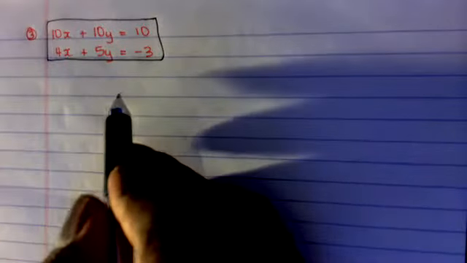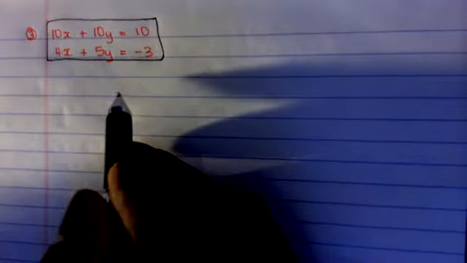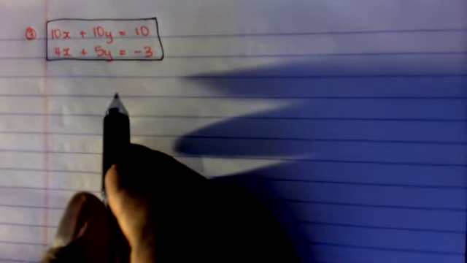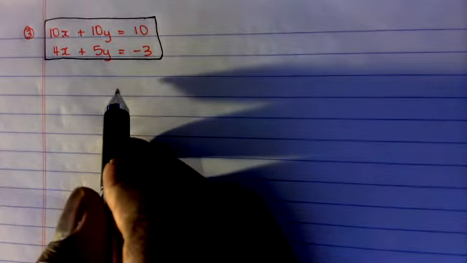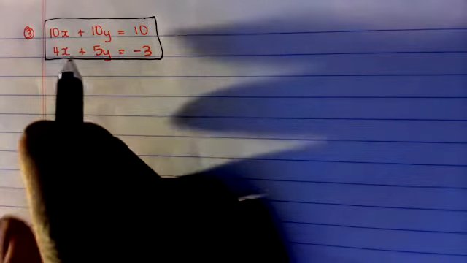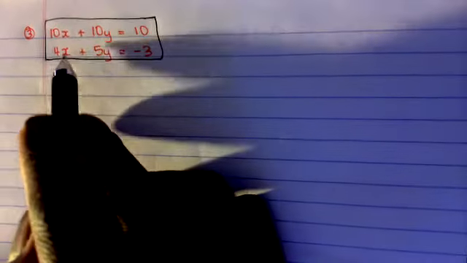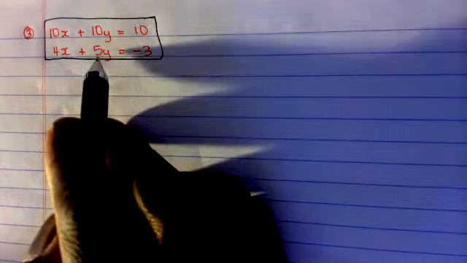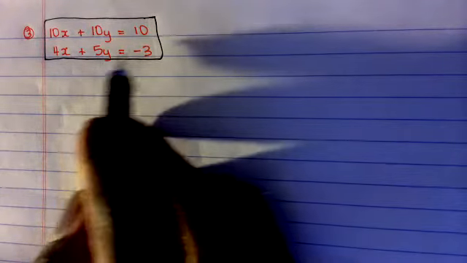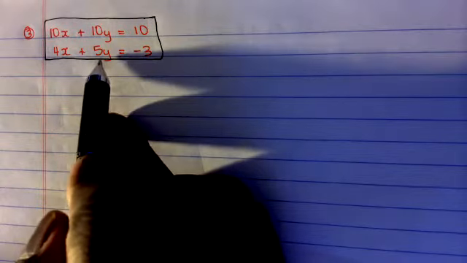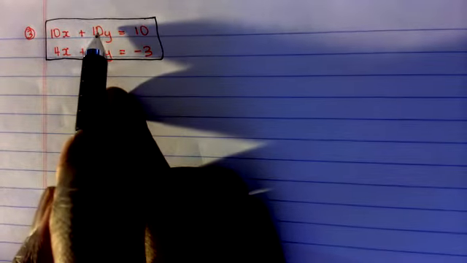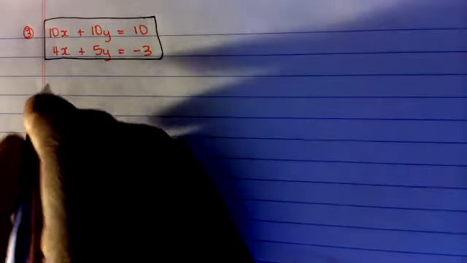So I'm going to come down here, and the first thing I've got to decide is which variable is easier for me to solve for. I look at both of these and I realize that I've got x, 10x, and 4x, and I've got 10y and 5y. For me, it's easy to get rid of y because all I have to do is multiply 5 times 2 to get 10. So I'm going to rewrite that.